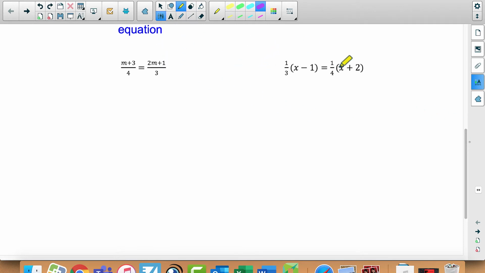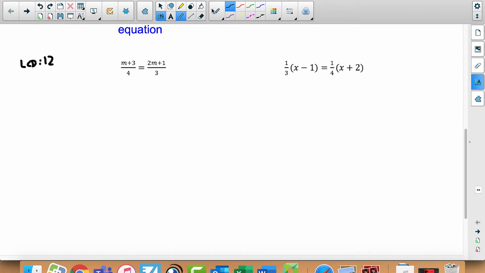Alright, so the first thing it says to do in this rather difficult looking question is to get rid of the fractions, because we do have fractions here, by finding the lowest common denominator. And the lowest common denominator of 4 and 3 is 12. Now, because this m plus 3 is all over 4, it's like one term right there. And this 2m plus 1 is all over 3, so that's a second term. There's only 2 terms here.